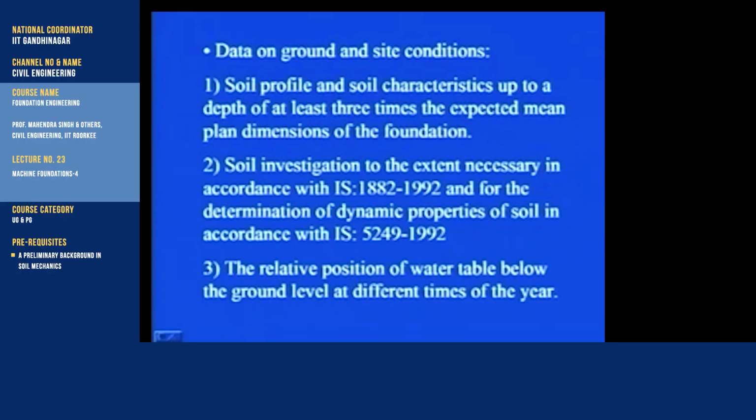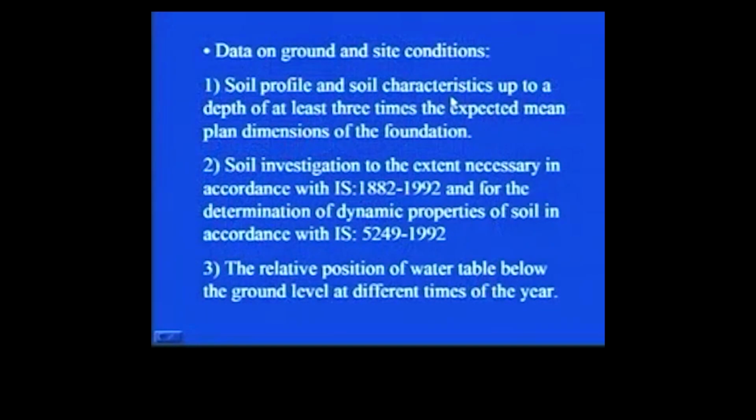Soil profile and soil characteristic up to a depth of at least 3 times the expected mean plant dimension of the foundation. So, let us say that the foundation area or the dimension of the foundation in plan is 2 meter by 2 meter. We must know the soil profile and soil characteristic up to a depth of 3 times the foundation dimension. So, if it is 2 by 2, that means below wherever we will be placing the foundation, that is 6 meter soil strata and its characteristic should be known to us.